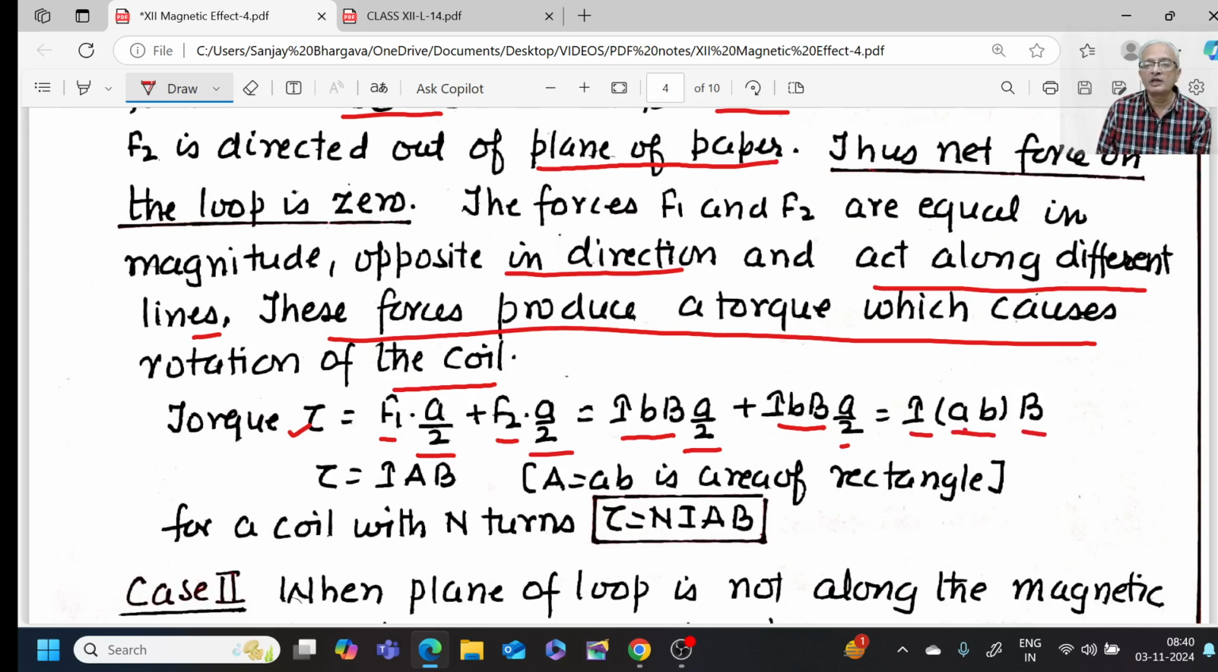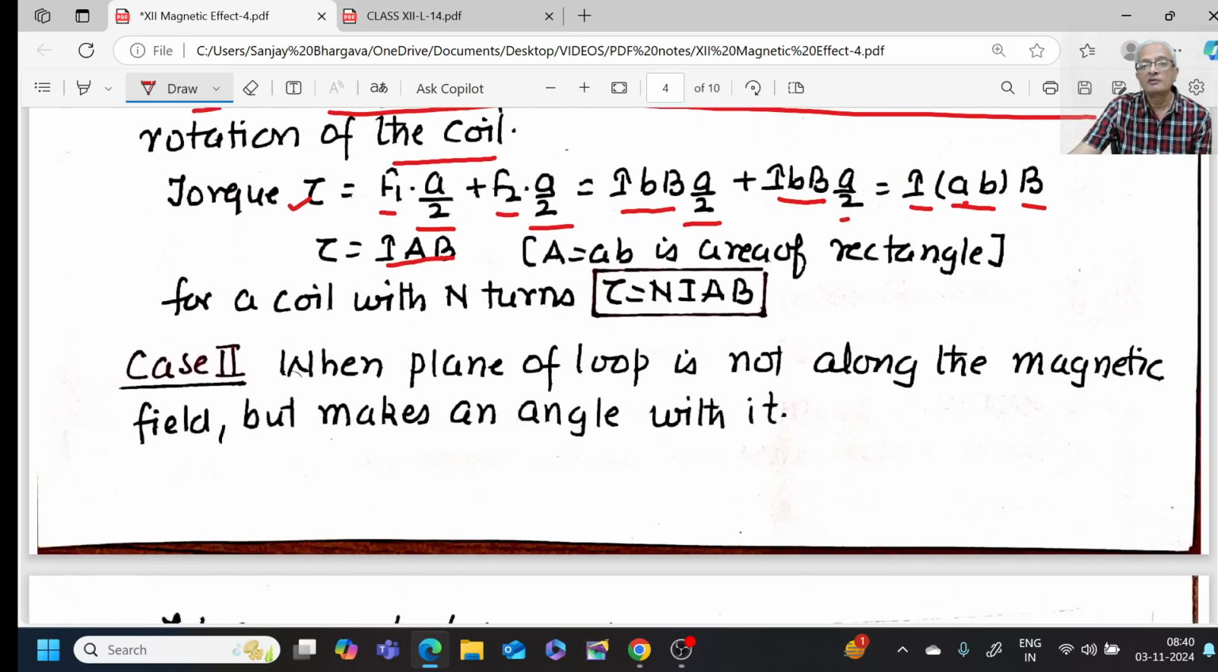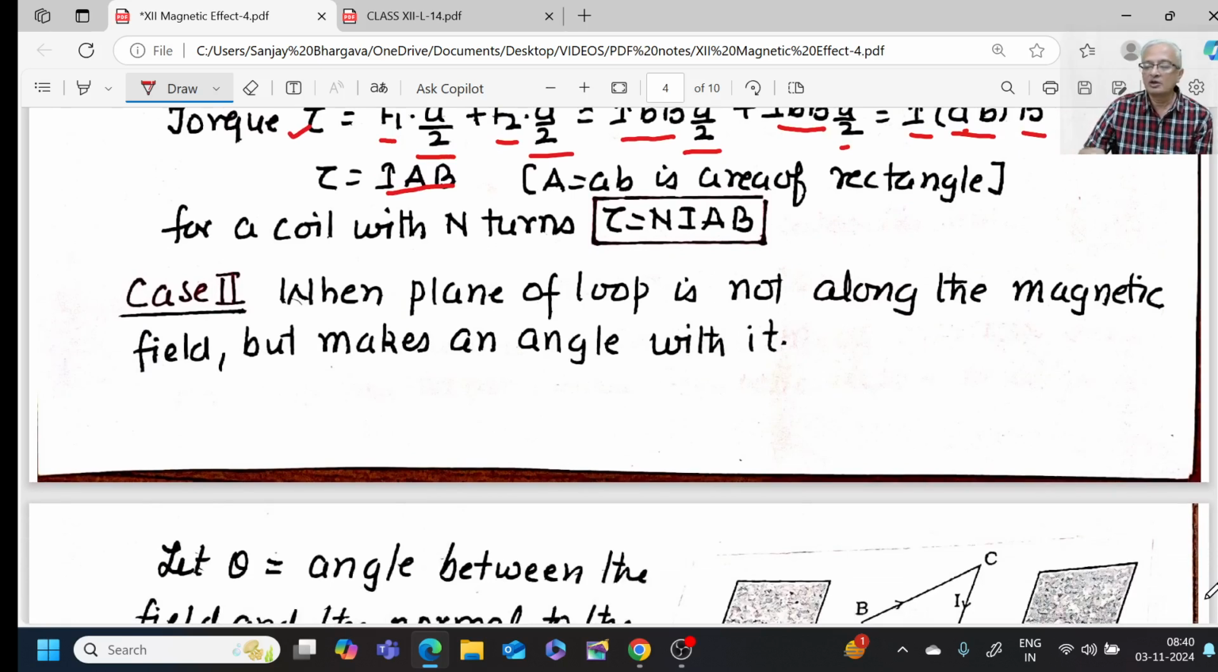And what is small a into small b? That represents the area of cross section. So the torque is equal to IAB. This represents the torque on one loop, that is, one turn of the coil. If the coil has N turns, then the total torque can be given as NIAB.